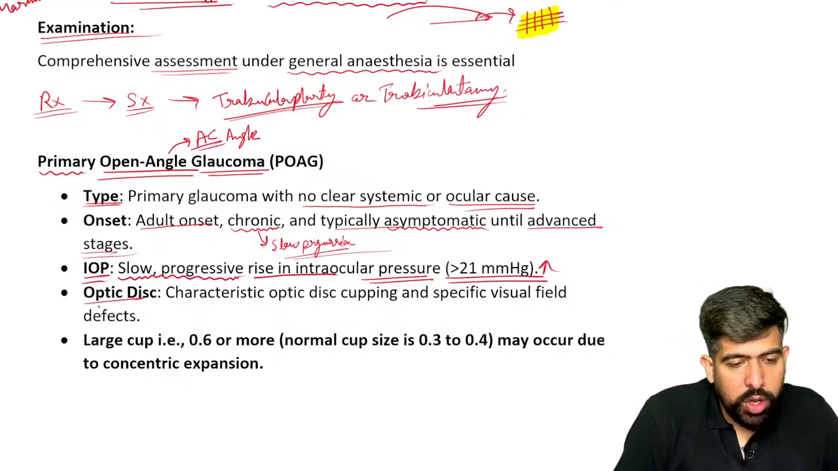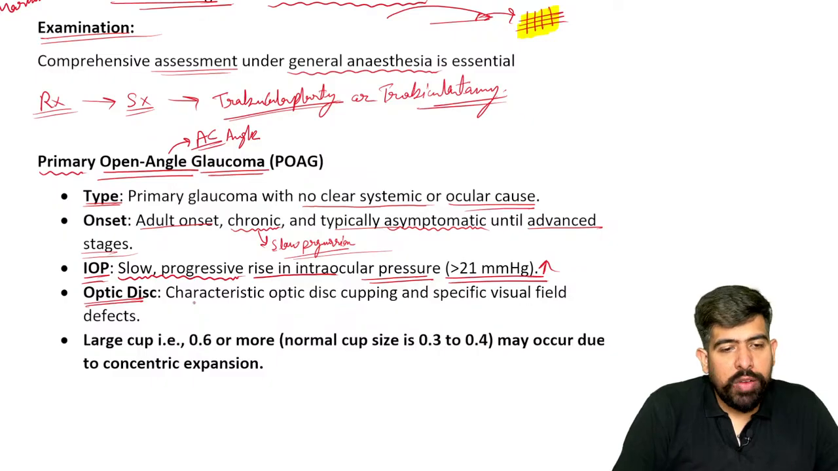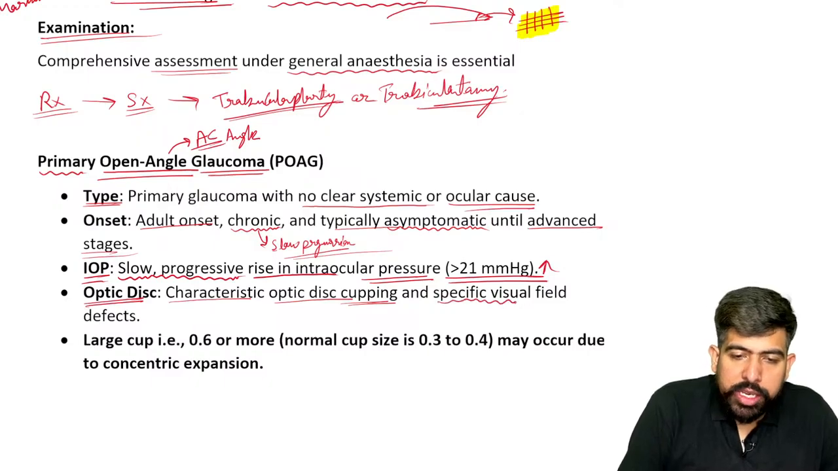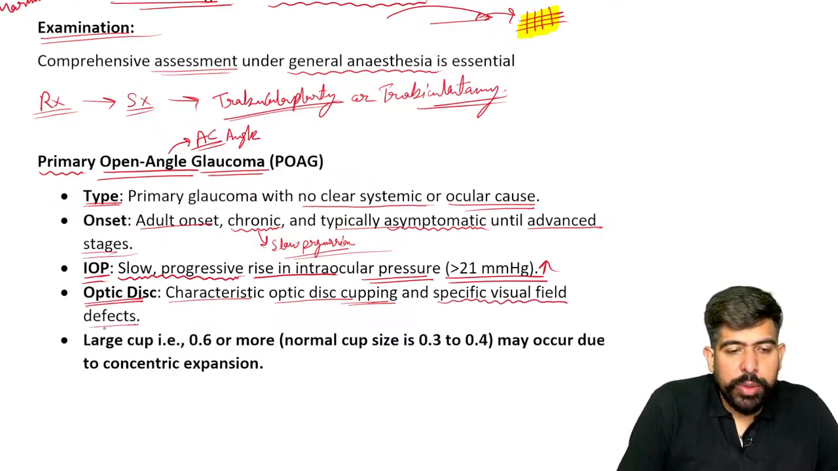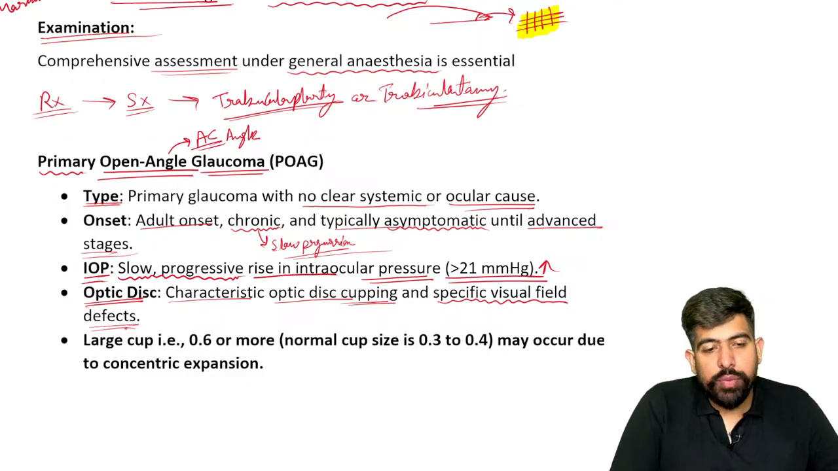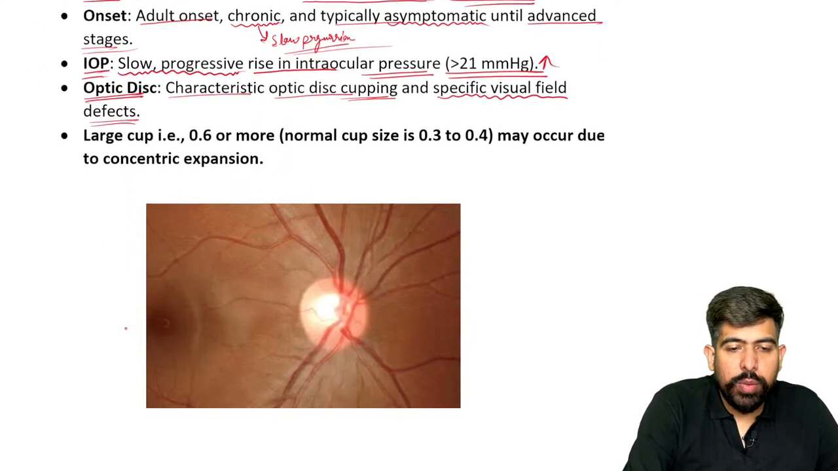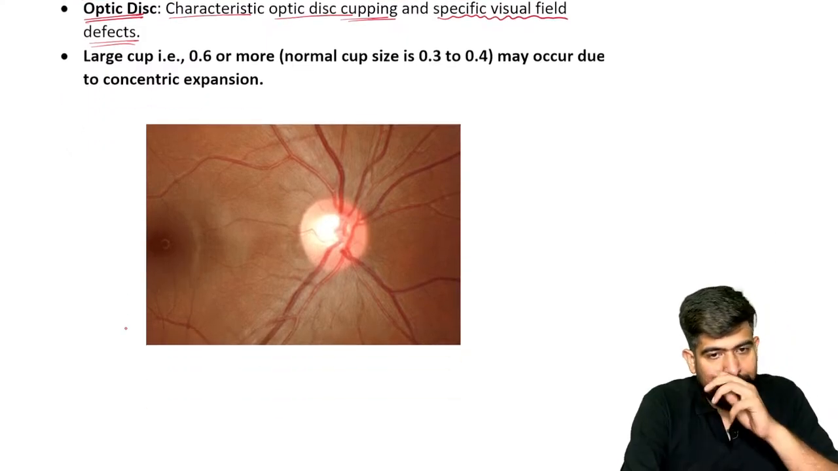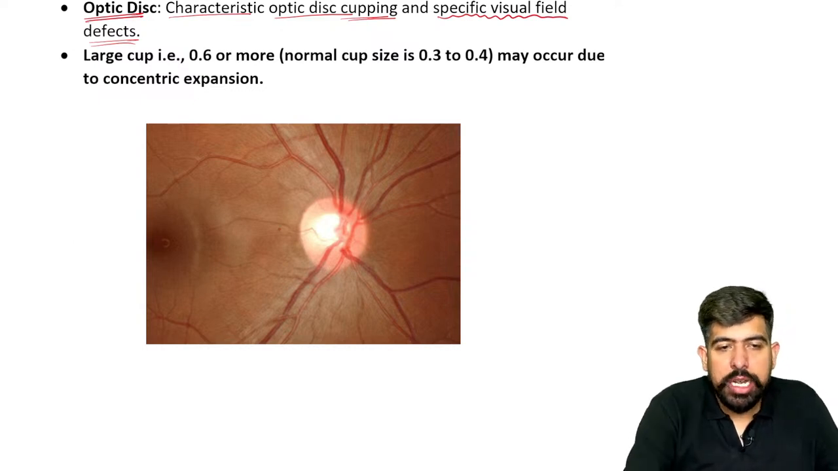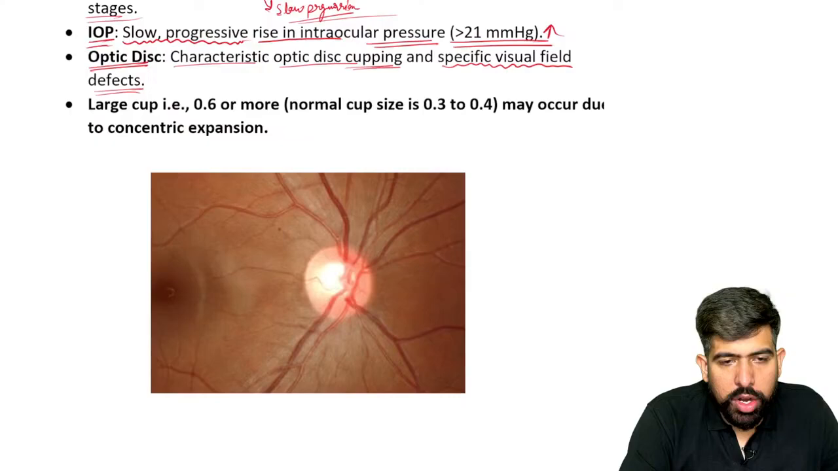Now, optic disc changes. What kind of optic disc changes are there? There is characteristic optic disc cupping, and specifically visual field defects will be seen, right? So cupping will be seen and visual field defects will be seen. Also, what kind of optic disc changes will be seen? Just check it out.